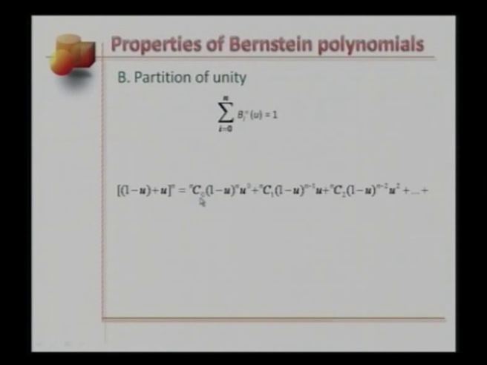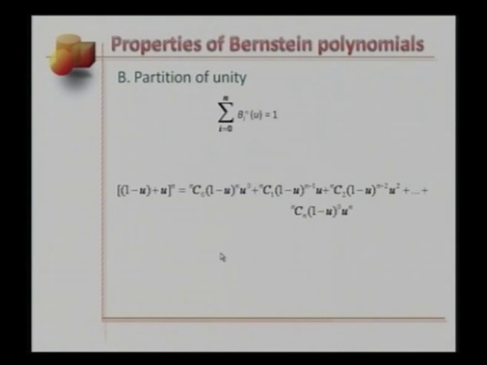n combination 0 times (1 minus u) raised to n times u raised to 0, plus n combination 1 times (1 minus u) raised to n minus 1 times u, plus n combination 2 times (1 minus u) raised to n minus 2 times u squared, and many terms. This would be the last term here: n combination n times (1 minus u) raised to 0 times u raised to n.